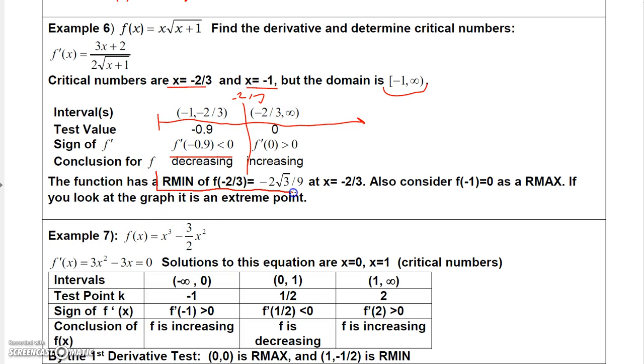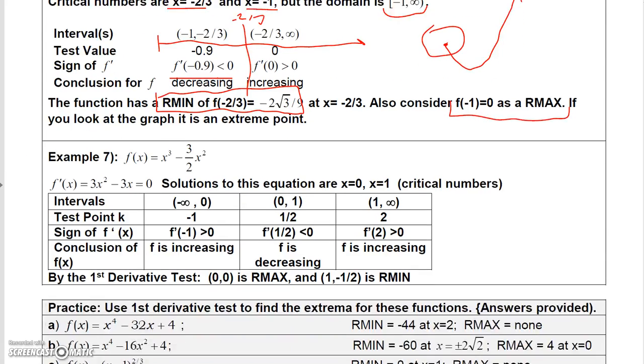And you'll have to plug -2/3 into the function to see how I got this value, -2 square root of 3 over 9. So anyway, and then also, remember this kind of looked like this. It started here and then it kind of went down and went up. Well, this point here at -1, it's a relative maximum because it's the largest value in its neighborhood. Okay, so points like that you can't determine using the first derivative test. You just have to determine it from the graph.